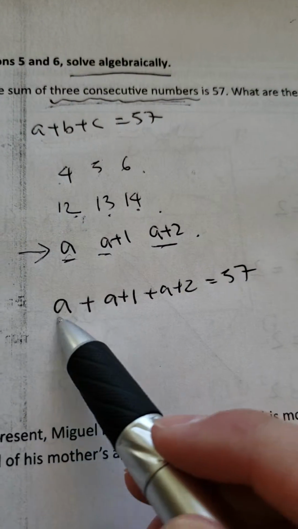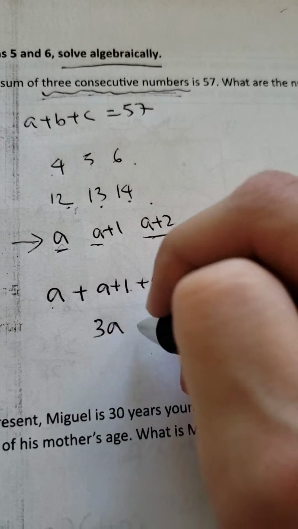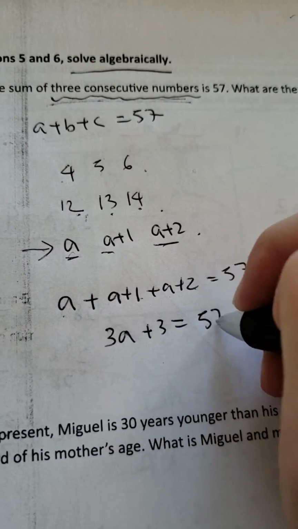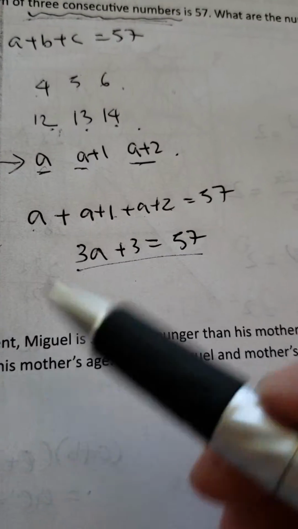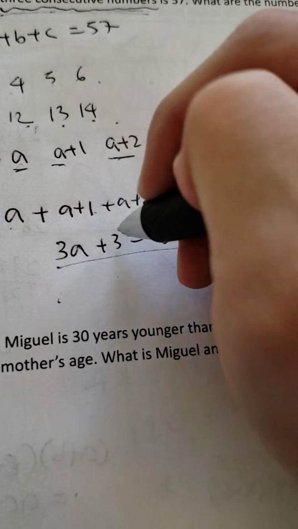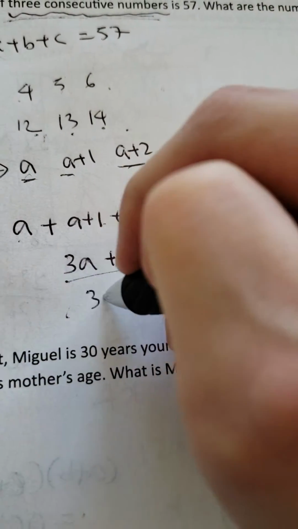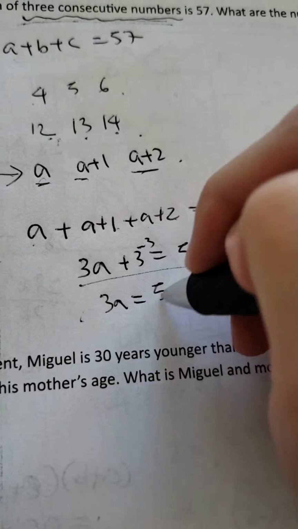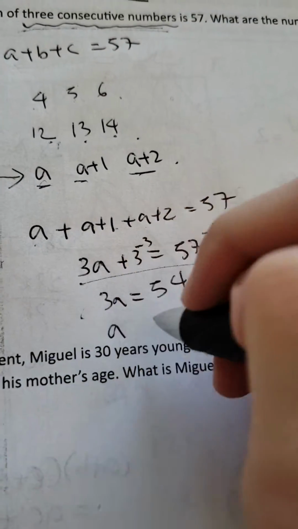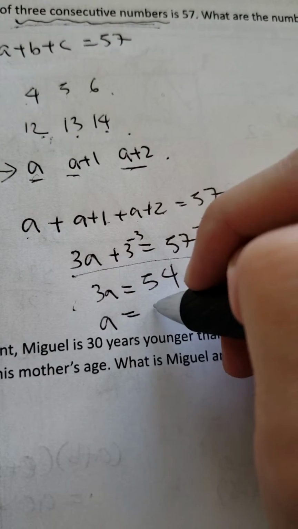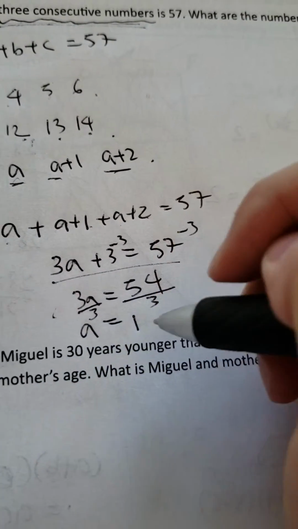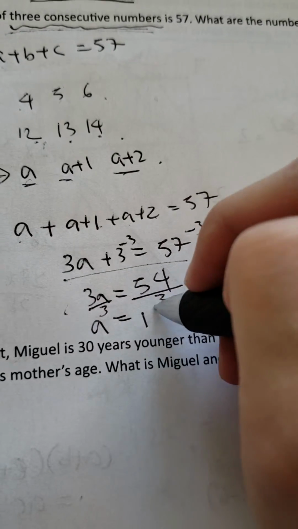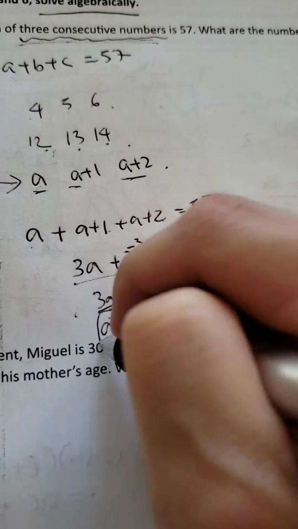now we can solve it, because we can simplify this into 3a, a plus a plus a, and then plus 1 plus 2 is going to give me 3, equals 57. Well, we can solve this, right? So all the variables on one side, all the numbers on the other side. Minus 3 on both sides gives 3a equals 54. And if we divide by 3 on both sides, my a is going to be 18.